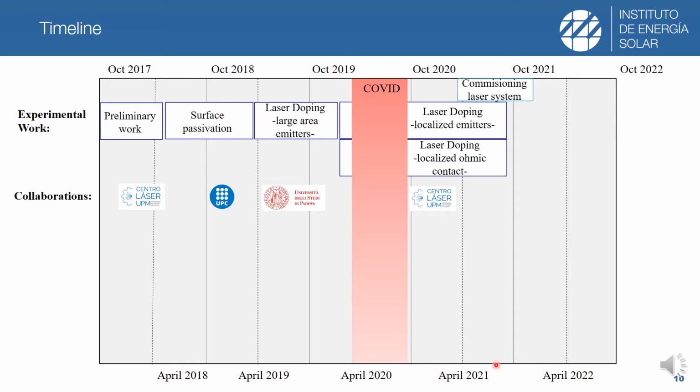After a while, in April 2021, we were able to install a laser system in our lab, and I was the person in charge of the commissioning. And when we installed the laser system, we repeated these experiments, and since we obtained better results, these are the results that are included mainly in this presentation, apart from large area emitters. After we had developed all of the previous steps, we fabricated a first prototype of an IBC cell, which I will show you later.